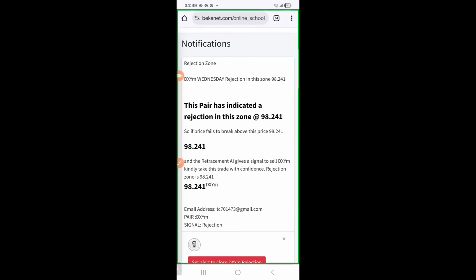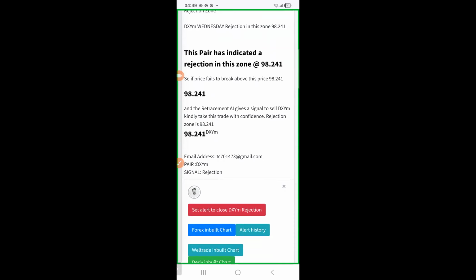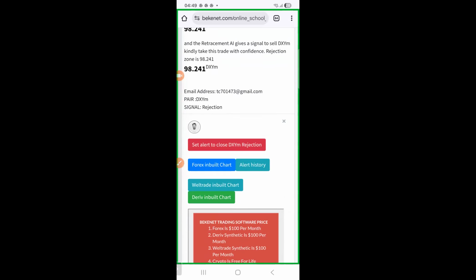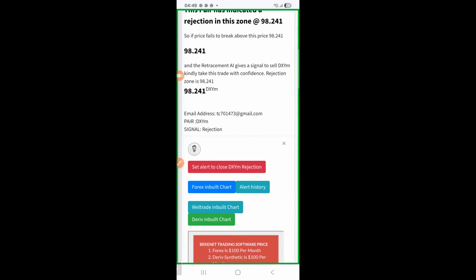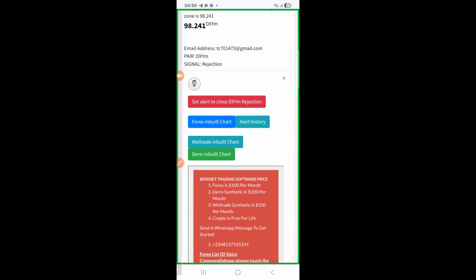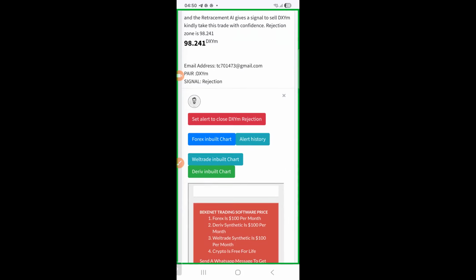DXY, good. Look at DXY. This is DXY. So inversely, the AI has indicated a rejection level at this. DXY is like you're looking at upside down of Euro USD. You see? So if it's indicating that this is a rejection level, if price falls to break above this price, the retracement AI gives you a signal to sell DXY. Kindly take this trade with confidence. So that means then you should be looking at Euro USD to be buying. That's what it means.